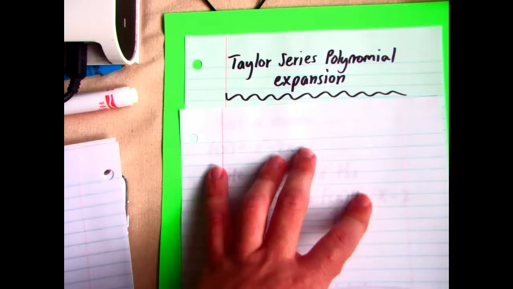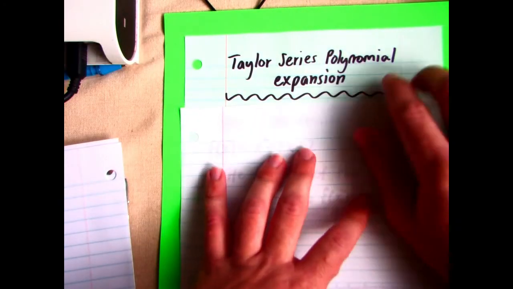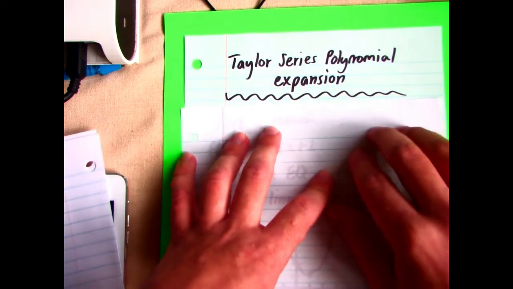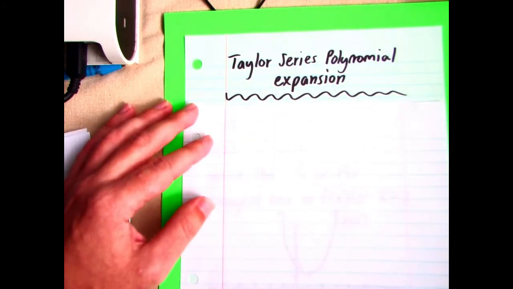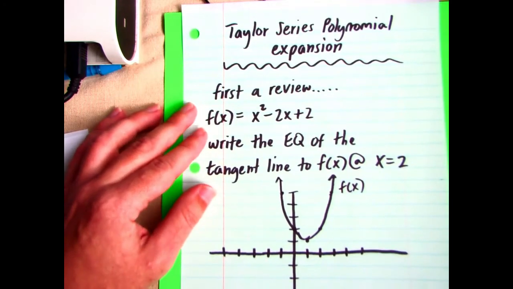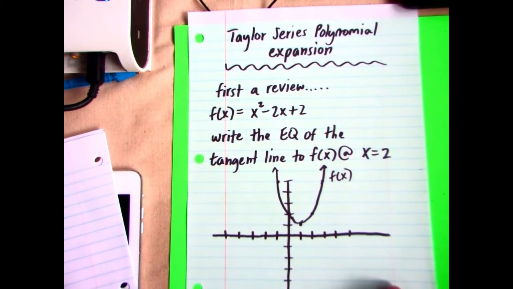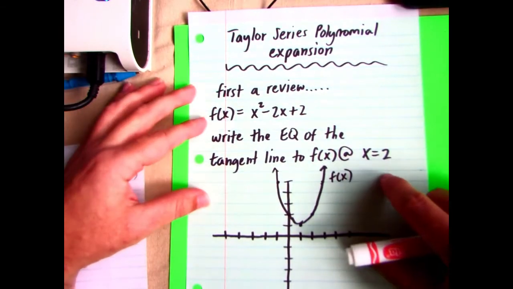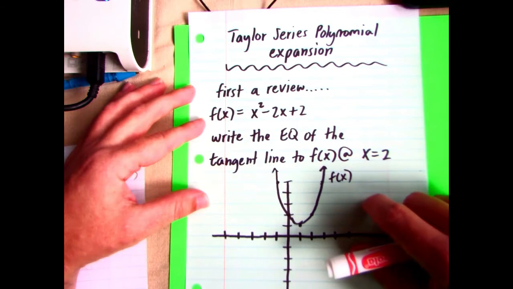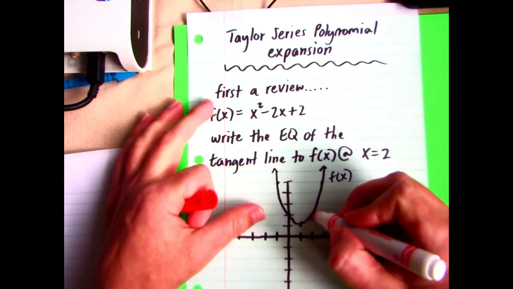So in this video, we're going to do some Taylor polynomials and approximations, and we're going to see what they are used for. So first, to start off, a little review. Given this function, x squared minus 2x plus 2, I want you to write the equation of the tangent line at x equals 2.